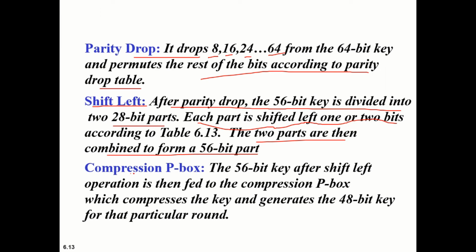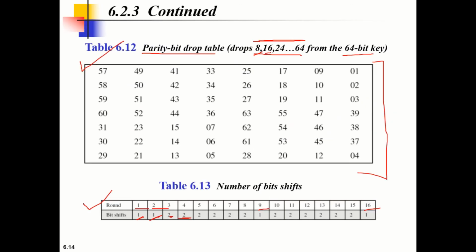Next we have this compression P box. Now this 56-bit key which we got after the shifting operation will be fed into this compression P box, which will convert this 56-bit key into a 48-bit key for that particular round. So if we are in round 1, then key 1 will be generated. If we are in round 2, then key 2 will be generated. Fine. So this is how this whole thing works.